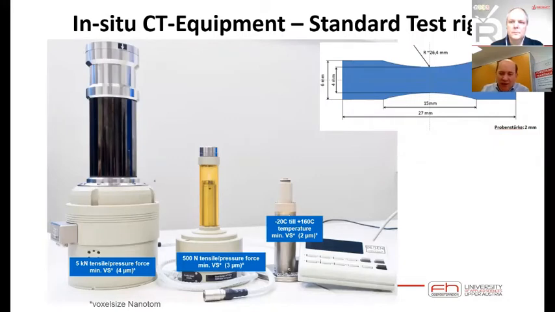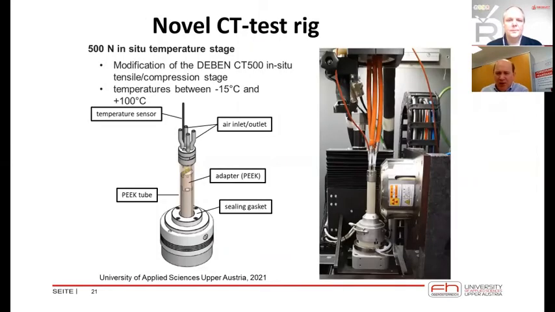Here we have three in situ test rigs. So we have a tensile test rig, 5 kilonewton, 500 newton, and also a temperature test rig. Here we can have temperatures between minus 20 centigrade up to 160 centigrade. And we have a novel test rig. It was developed in two projects. And here we have a 500 newton in situ test rig where we can change the temperature between minus 50 centigrade up to 100 centigrade. And this is especially interesting, of course, for plastics because we have some changes here.